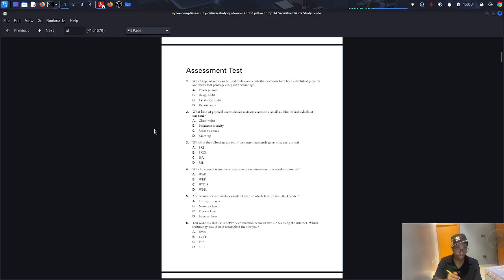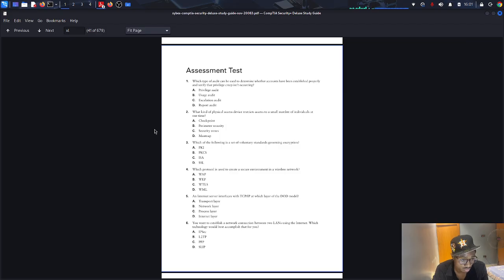Assessment test. Which kind of audit can be used to determine whether accounts have been established properly and verify that privilege creep isn't occurring? Privilege audit, usage audit, escalation audit, report audit. Wow.